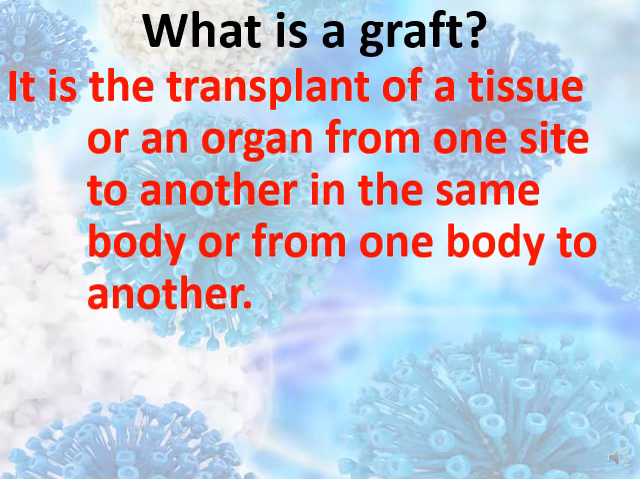For example, some people have problems in their face. They have, for example, burned their face by fire or something, so they have damaged skin cells. They can take skin cells from the thigh, from the leg, and transplant them into their face to have the recovery for the skin. So this is from one side to another in the same body.